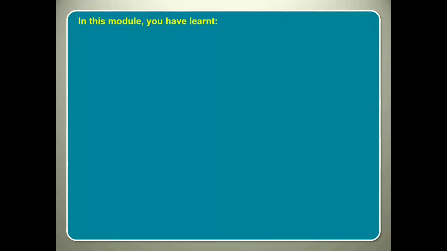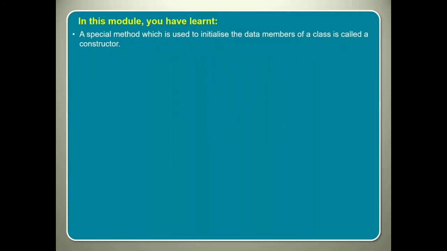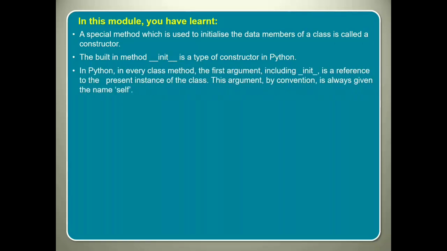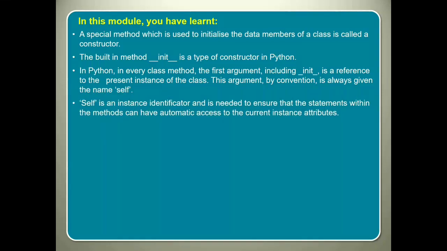In this module, you have learnt that a special method which is used to initialize the data members of a class is called a constructor. The built-in method __init__ is a type of constructor in Python. In Python, in every class method, the first argument, including __init__, is a reference of the class, and this argument, by convention, is always given the name self. Self is an instance identifier and is needed to ensure that the statements within the methods can have automatic access to the current instance attributes.